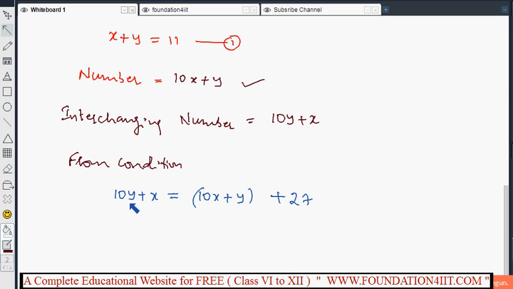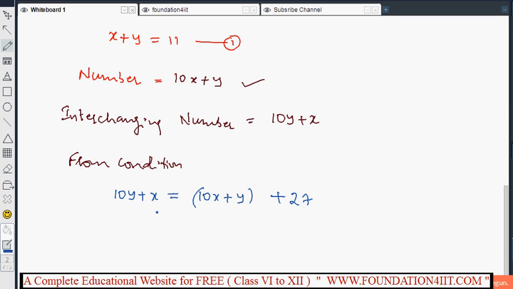Clear? This is the interchanged number, and this is the original number. So the interchanged number is 27 more than this original number. The original number is 10x plus y. We just need to solve this second equation.